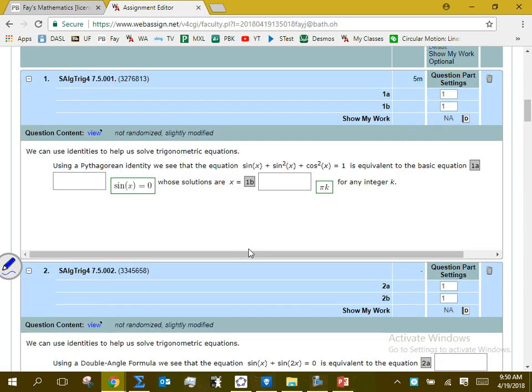All right, so we can use identities to help us solve trigonometric equations. Using the Pythagorean theorem, we see the equation sine x plus sine squared x plus cosine squared x equals 1 is equivalent to the basic equation.